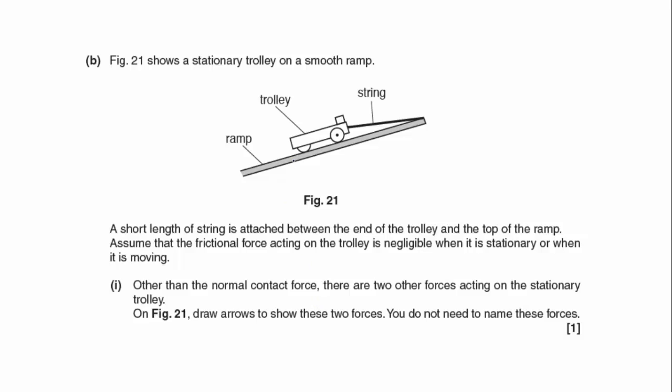On figure 21, draw arrows to show these two forces. We do not need to name them, but the first force I would suggest is going to be the trolley's weight. The other force, of course, is going to be pulling parallel to the string in that direction. Okay, and those are the two answers, and whilst it didn't say it, the third force is the normal contact force.